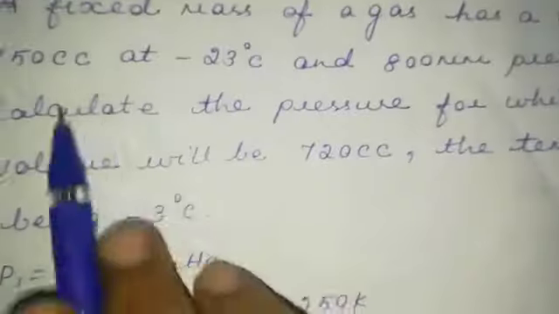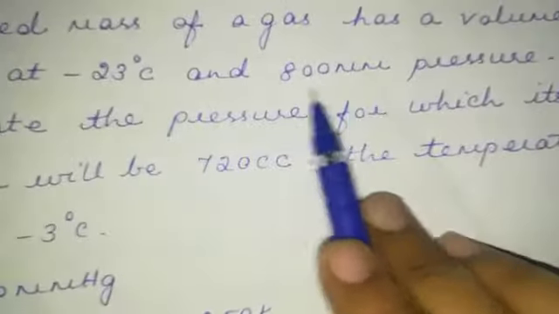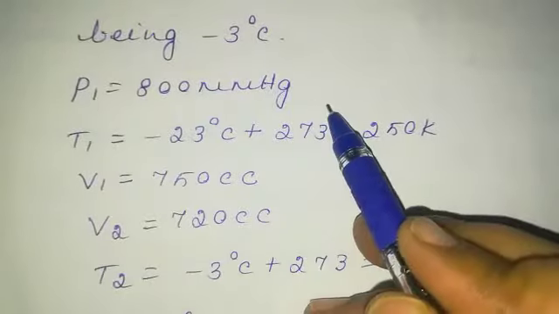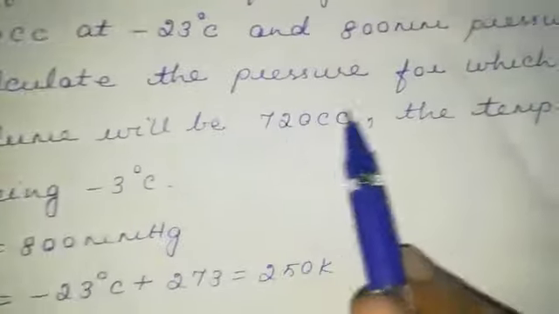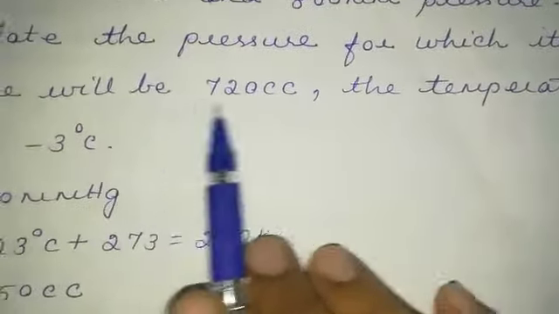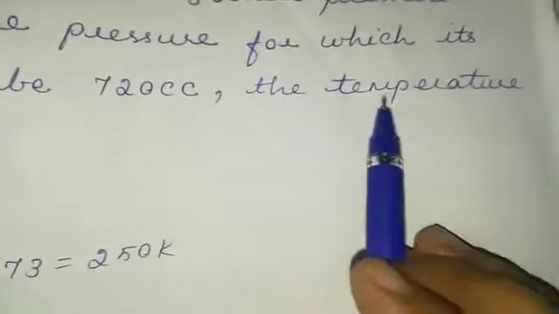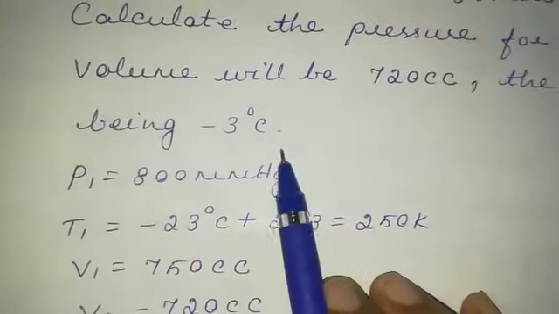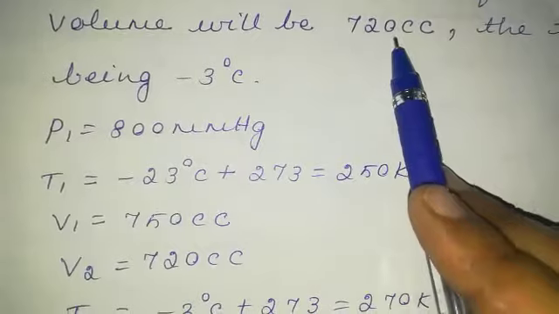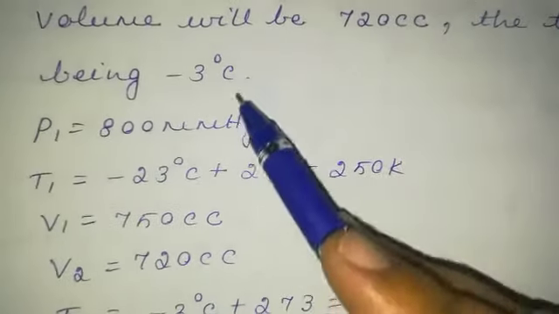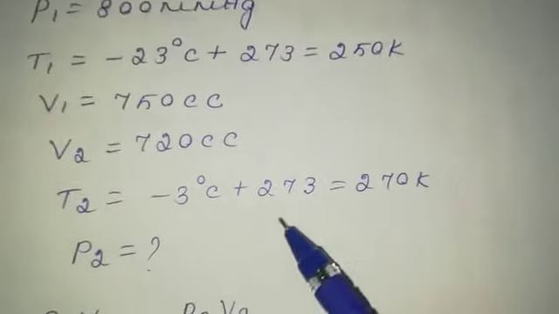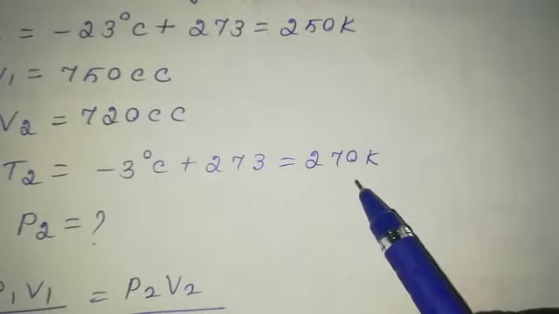And they have given the pressure as 800 mm. So the pressure value is 800 mm mercury, and calculate the pressure for which its volume will be 720 cc, the temperature being minus 3 degrees Celsius. So your V2 value is 720 and T2 value is minus 3 plus 273, you will get 270 Kelvin.